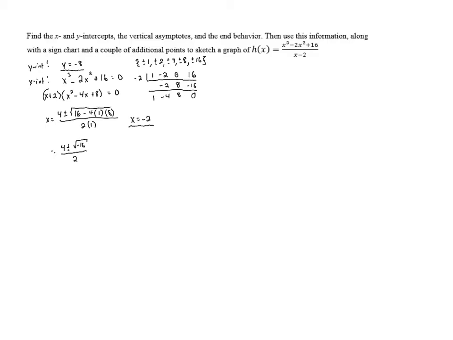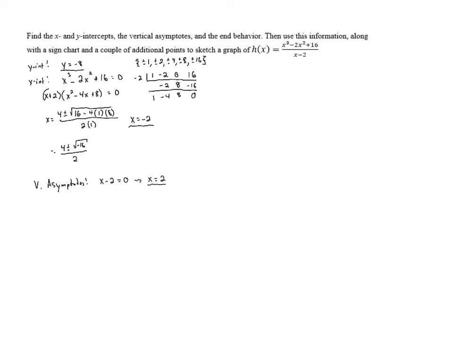Next, let's move on to the vertical asymptotes. We know that these occur when the denominator equals 0. And since the denominator here is x minus 2, we need to see when x minus 2 equals 0. And of course, this occurs when x equals 2. So we're going to have a vertical asymptote at x equals 2. We've got an x-intercept at negative 2. We've got a y-intercept at negative 8.